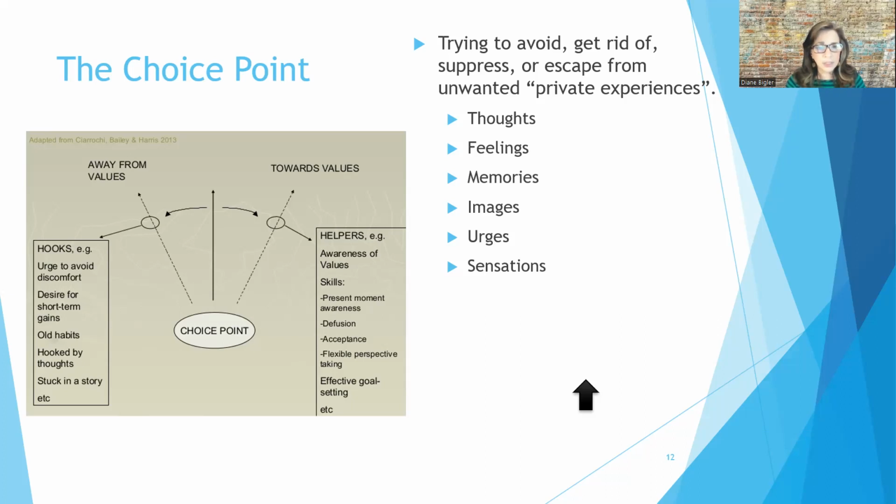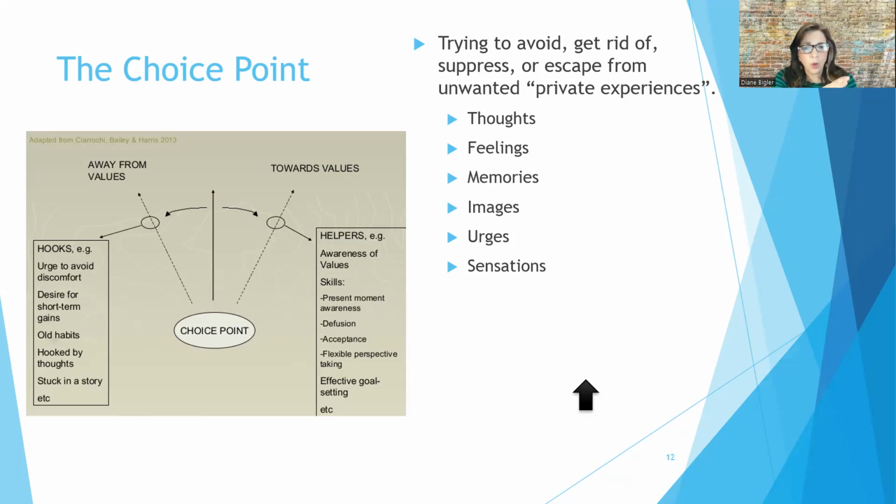Old habits. Again, think of substance use: old habits, old neighborhoods, old patterns, old friends. A lot of times in addiction, you really have to cut a lot of that out of your life, right? And really design a new life. Hooked by thoughts, we talked about that earlier. Stuck in a story, like a tape loop, a story from your past. So all these different examples of hooks. That's one example of a choice point.